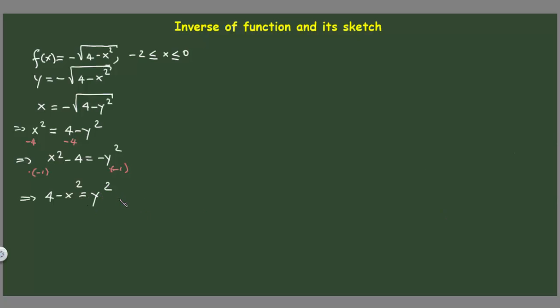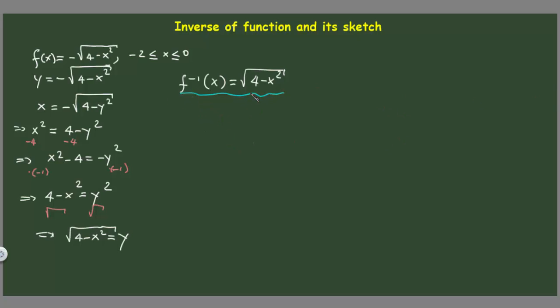And now we can square root it, right? So first one here and the other side. This is going to give us the square root of 4 minus x to the power 2 equals y. And now we can replace y by f minus 1, because this is what we're looking for. So f minus 1 will be equal to the square root of 4 minus x to the power 2. And that's the inverse of the function. This is here the inverse of our function.